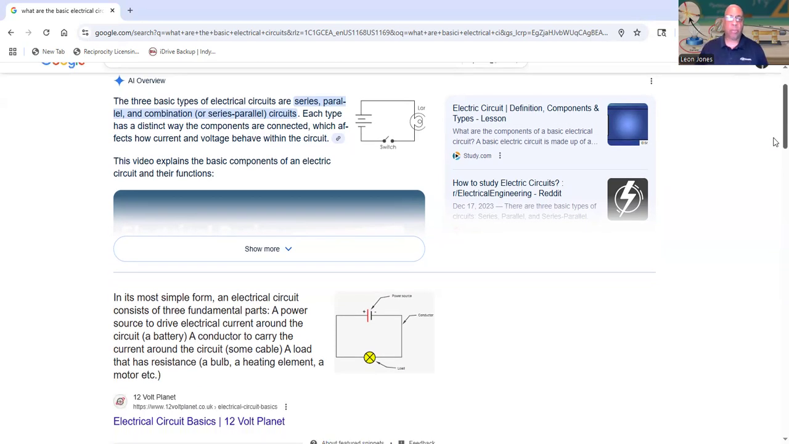Now, in simplest form, an electrical circuit consists of three fundamental parts: a power source to drive the electrical current around the circuit, which is a battery; a conductor to carry the current around the circuit, which is a wire or some cable; and a load that has a resistance. Could be a heating element or a light bulb. But that's what a basic circuit is.